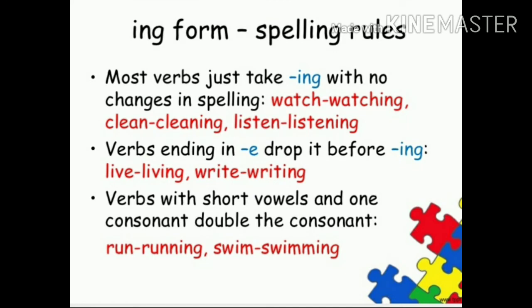Spelling changing rules. Most verbs just take ing. That means you have to just add ing. Verbs ending in e drop the e, and we use ing along with it. Verbs with short vowels and one consonant double the consonant, meaning if it is ending in a consonant sound. For example, run, n is a consonant sound, so we use double spelling. Swim, m is a consonant sound, so it doubles. Travel, l is a consonant sound, so it doubles, and we add ing.